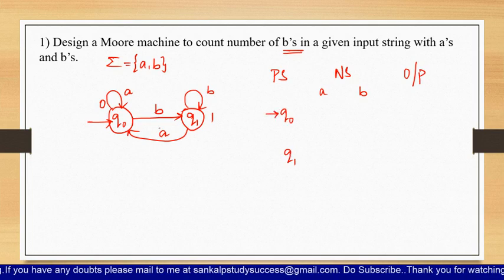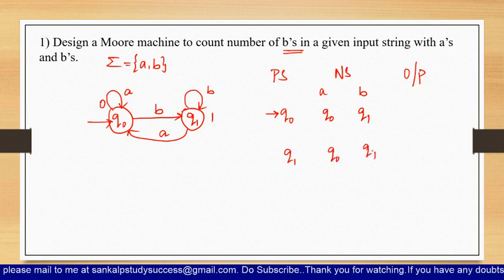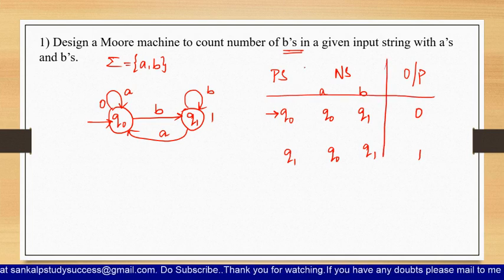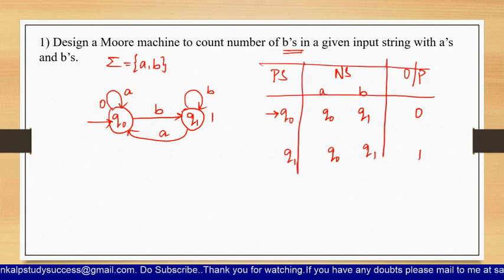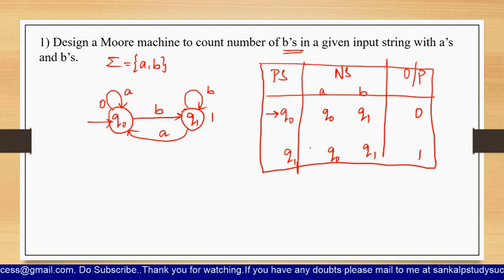Here for Q0, if you apply A, it moves to Q0. If you apply B, it moves to Q1. For Q1, if you apply A, it moves to Q0, and if you apply B, it moves to Q1. The output for Q0 is 0 and the output for Q1 is 1. So in this way we draw the transition table in the case of a Moore machine, taking the present state, the next state and the output for each and every state.